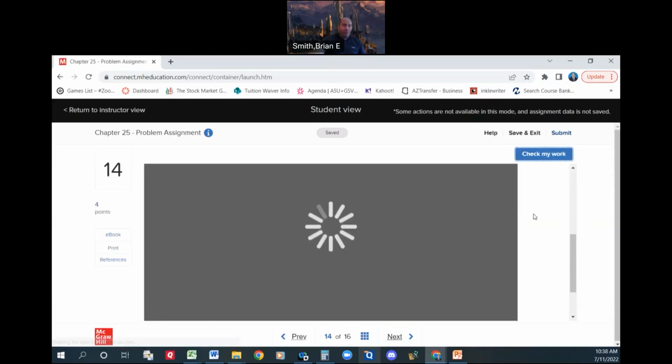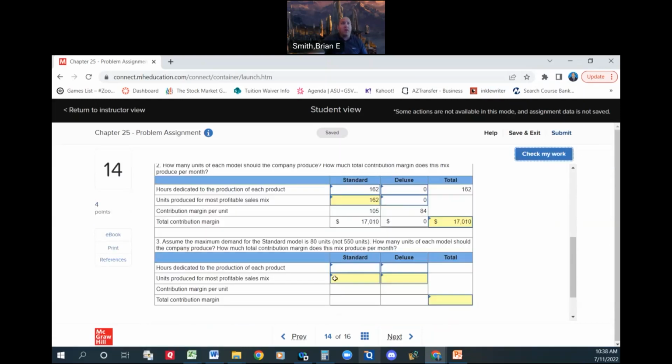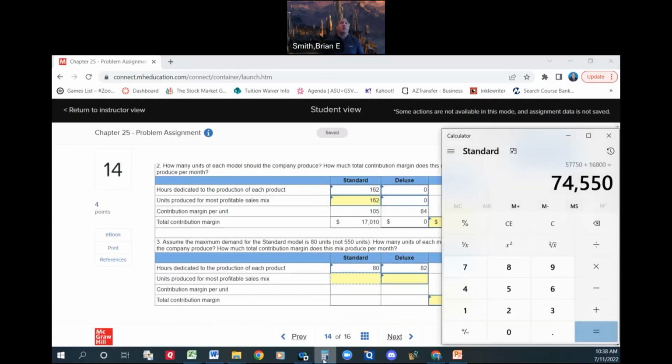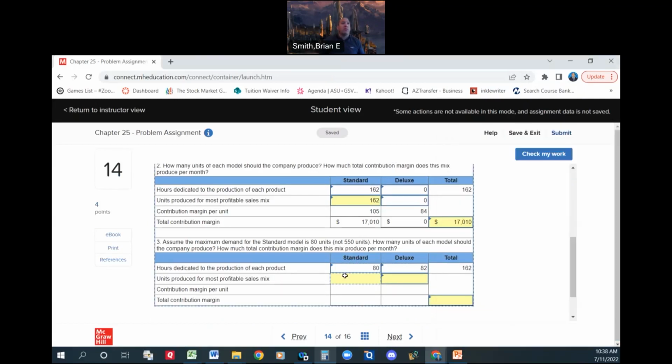Okay, so now down here, we're going to change things up. Instead of 550 units, we're going to have a maximum of 80 units. So the standard is going to be 80, and then the deluxe is going to be the difference, which is 82 hours. Let's take that. I just want to make sure I don't do mental math, especially when I'm talking. Units produced for the most profitable sales mix. So we're going to get 80 units there.